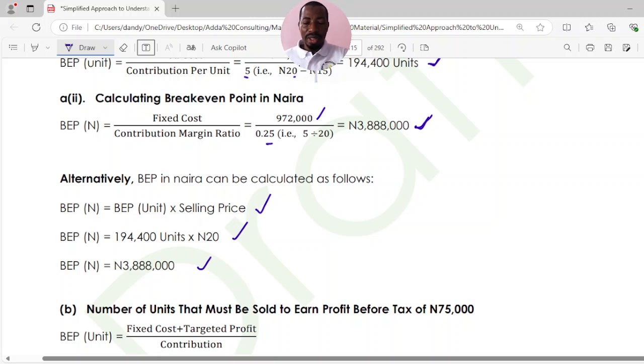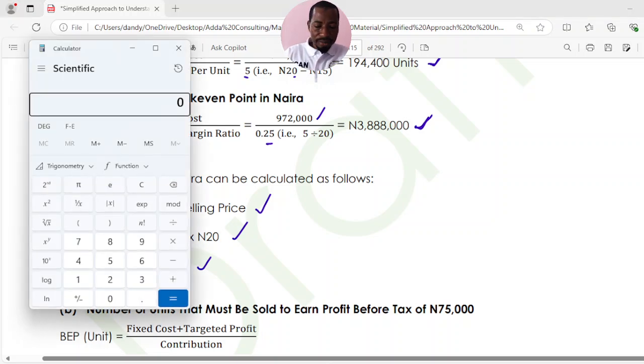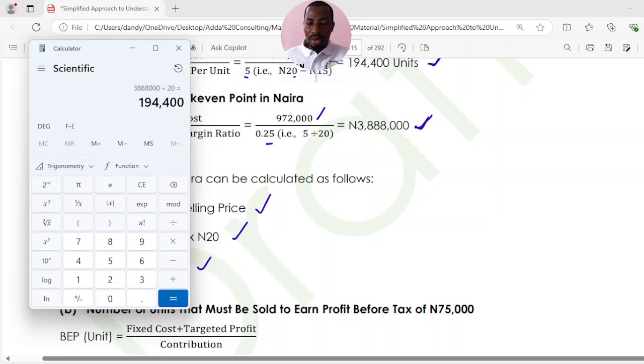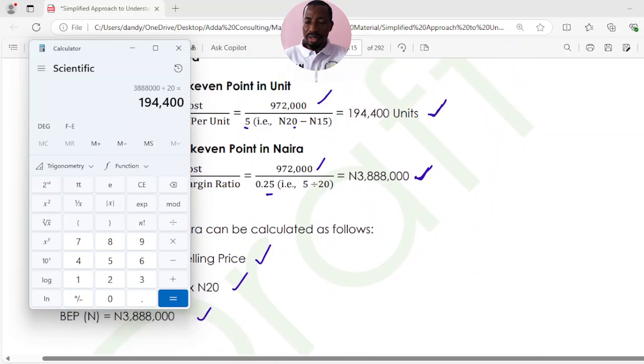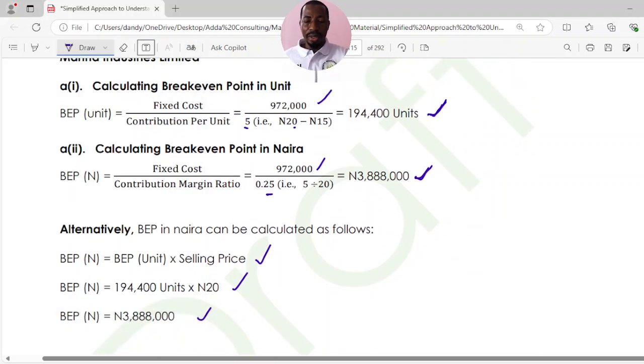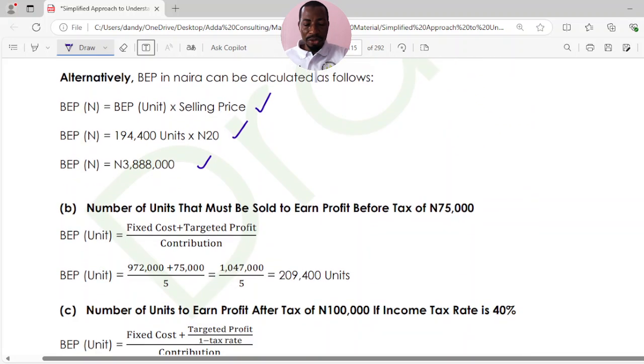If, for example, the examiner asks you first to calculate the break-even point in naira, and you have gotten 3,888,000, and you are now asked to calculate the break-even point in units, you can also divide your break-even point in naira by the selling price. In this case, 3,888,000 divided by 20 naira will give me 194,400, which is consistent with the initial break-even point in units. So it depends on the information given in the question.